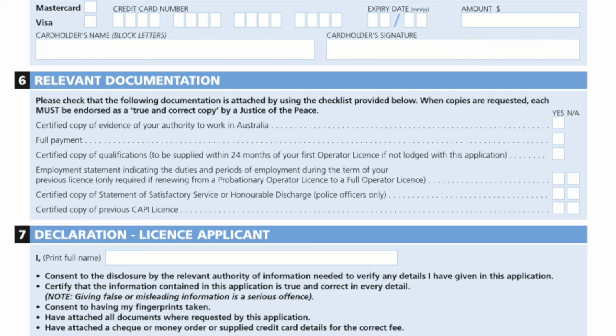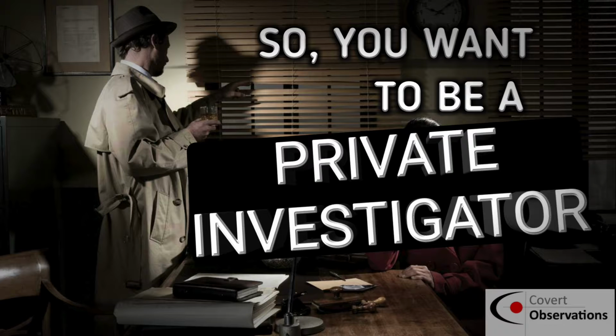To obtain your probationary license, you need to have your criminal history check done, your fingerprints taken at the police station, and you need to have a photograph taken at the New South Wales Service Office. Once you've filled out the forms from the police website, and you've had your fingerprints and photograph taken, and you've had your criminal history check done, if everything is okay, you'll be granted your first probationary license.